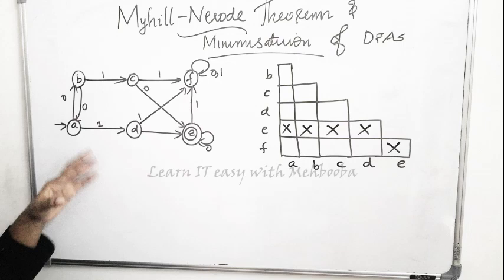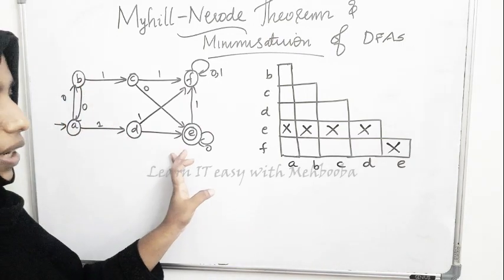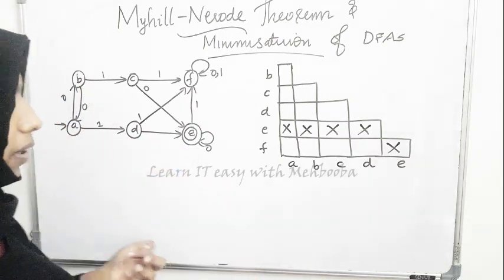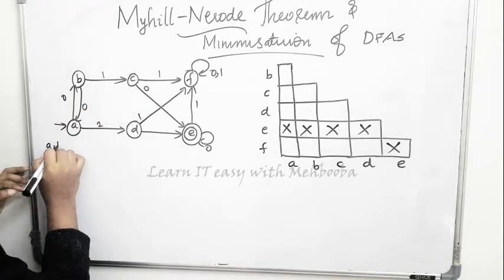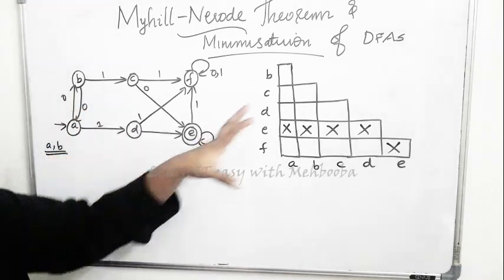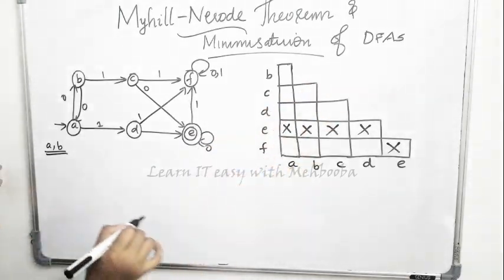So E can never be equivalent to all the states because E is the final state and all the others are non-final states. Now we have to check with the other states. So we will take A comma B first because that is unmarked. We have to check with all the unmarked states next.